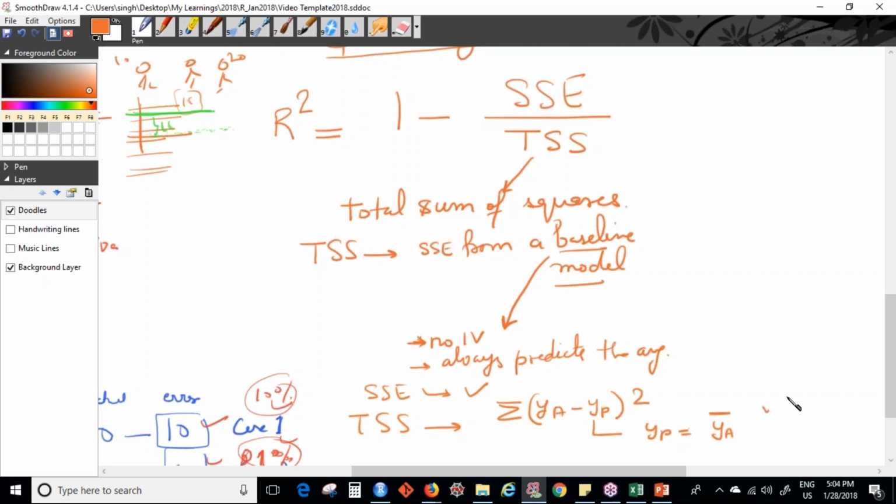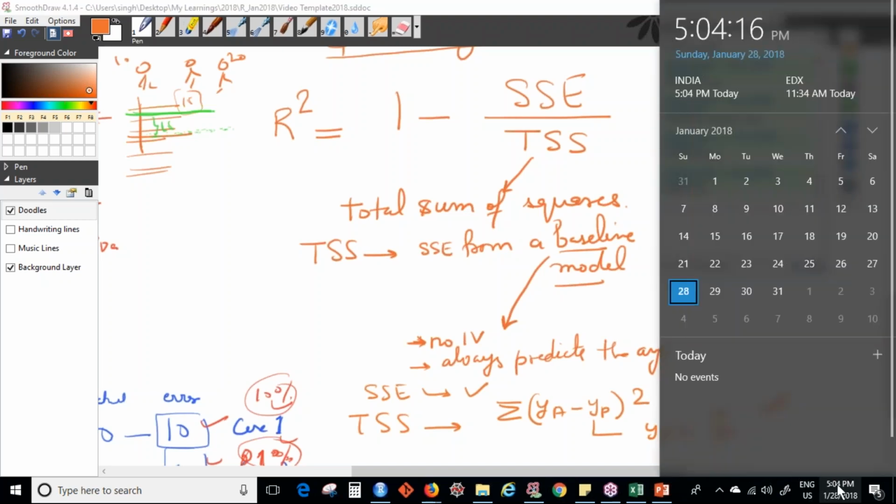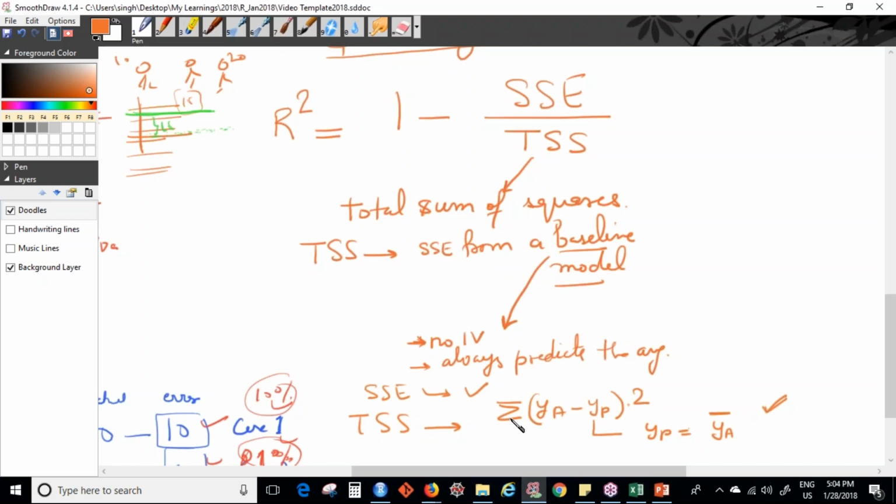Okay. So this is what we will do. So let us calculate r square manually. This is the formula for r square, and you have to remember this. This is asked in interviews a lot. So you have to remember it, not very difficult. 1 minus SSE by TSS. Let us calculate r square by using this formula.